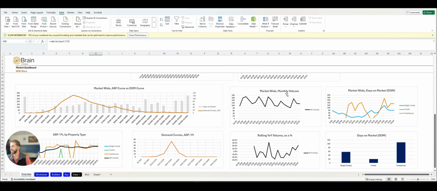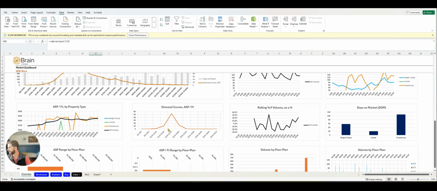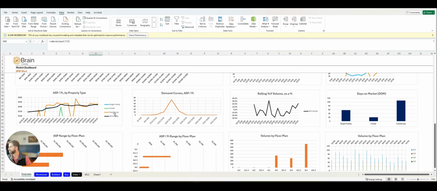So this is a good one. This is monthly volume. This kind of shows the seasonality in Aledo. Minimum volume, maximum volume. This is going to show you days on market for single family versus townhome versus condo, if there are any. So you can kind of see single family clears quicker in Aledo.